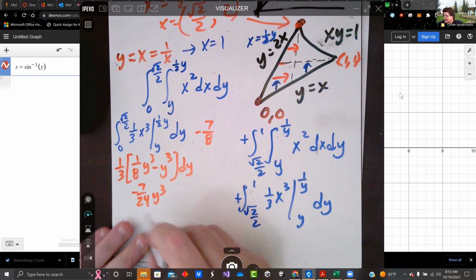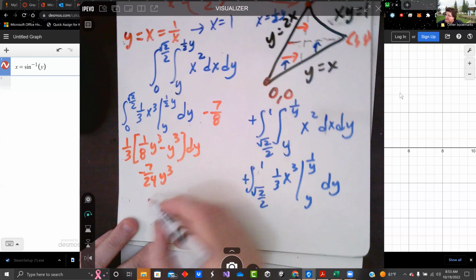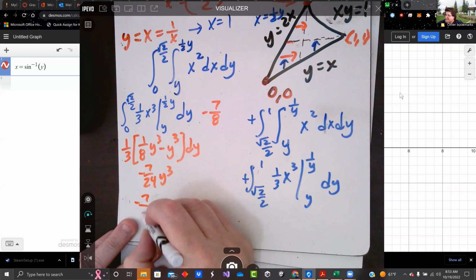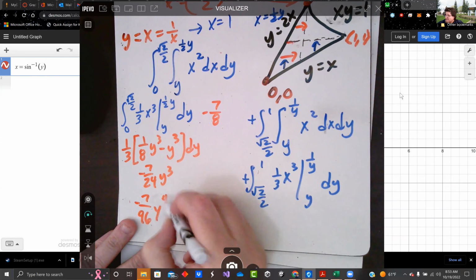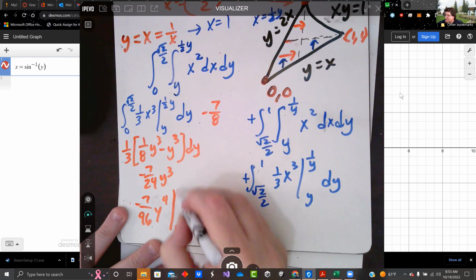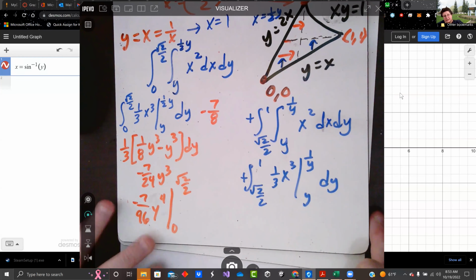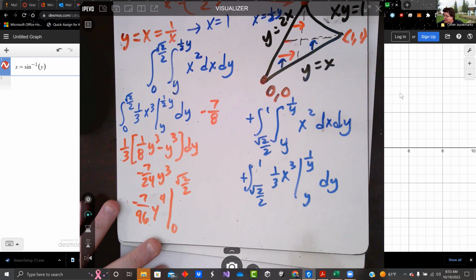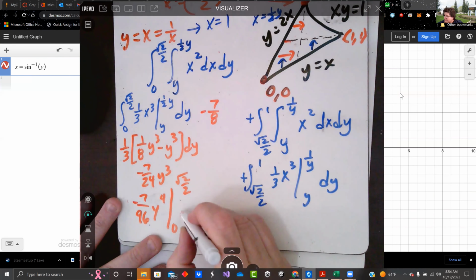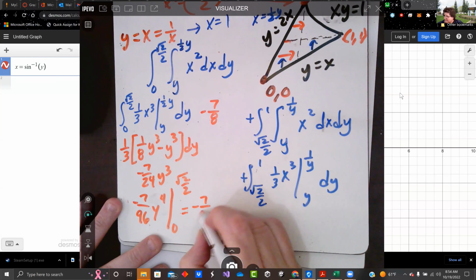So if we integrate it, this is -7/96 y to the 4th, evaluated from 0 to √2/2. That's for the first half. That's not too bad. When we square that, we get 4 on top, 16 on bottom. This is just -7/96 times 1/4.